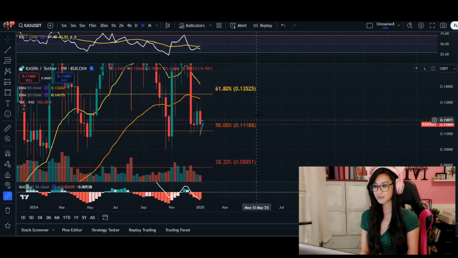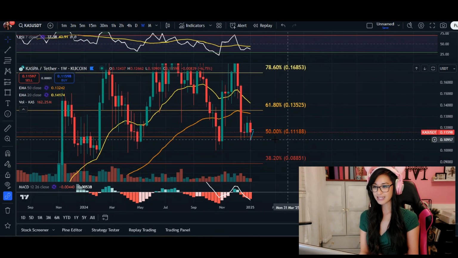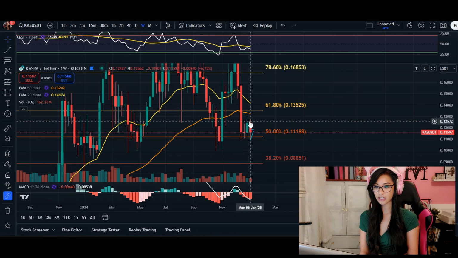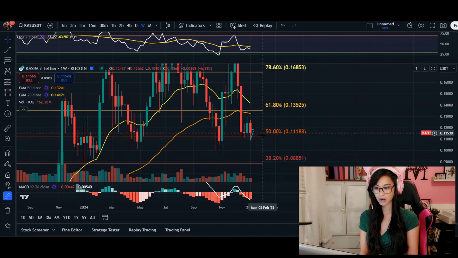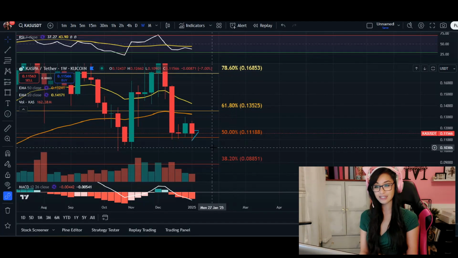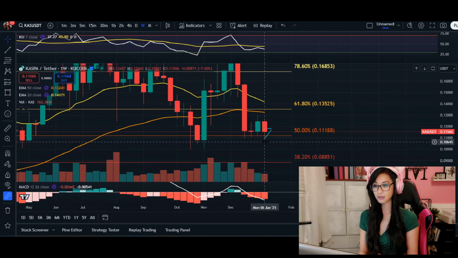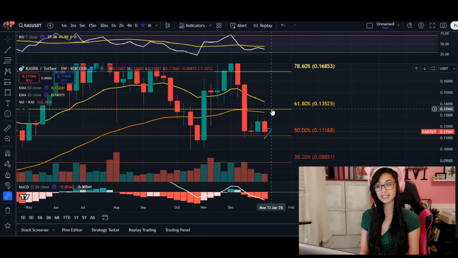So heading over to the weekly time frame first, we are trading at 0.116. We can see that the price is holding just above our 50% Fibonacci level, which is acting as a critical area of support, especially in the last couple of weeks or so. However, the price does remain below our 61% Fib, suggesting that the bullish momentum is still limited.